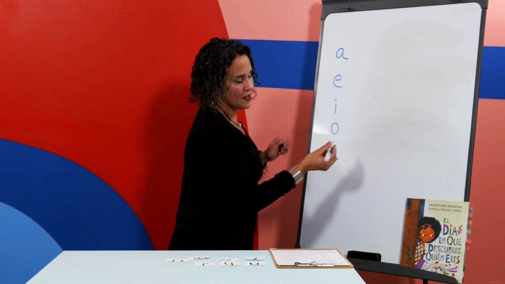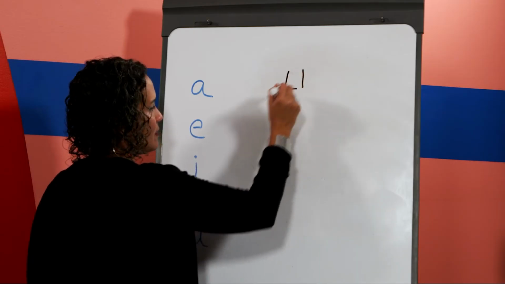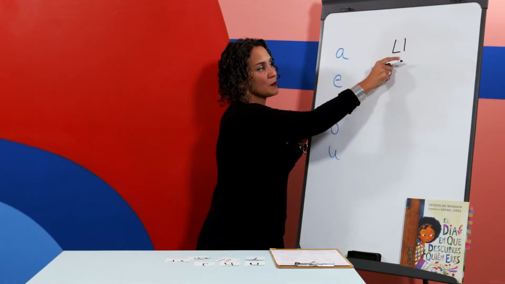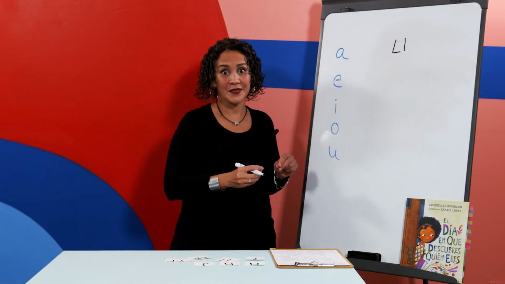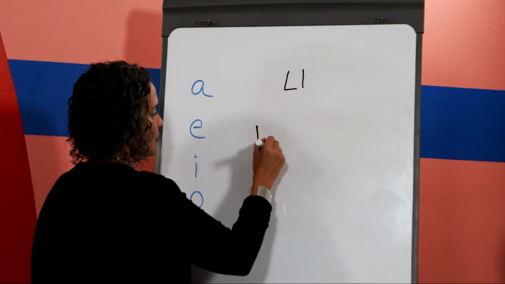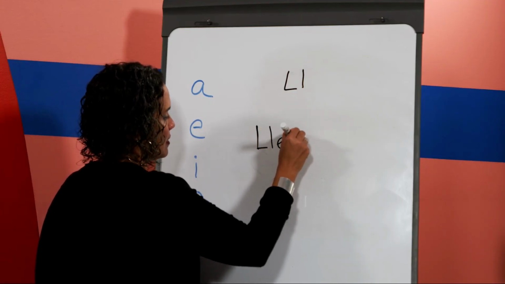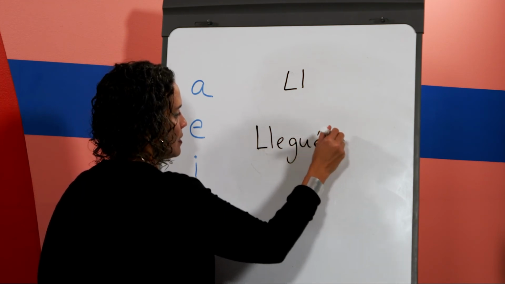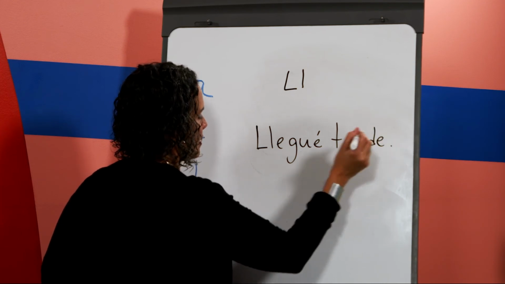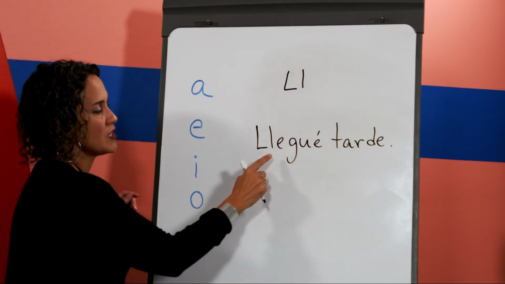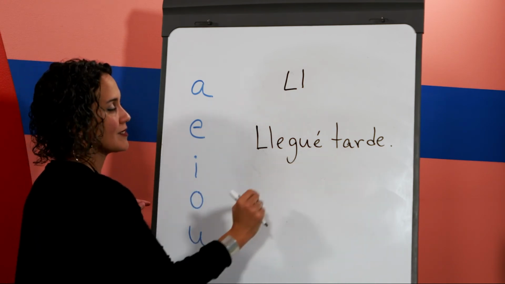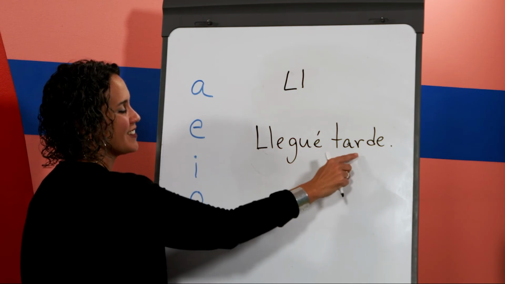Okay. All right, here. Remember, double L is not a letter, okay? It's just a sound. So, let's see. That says, llegué tarde. I arrived late, okay? Llegué tarde.